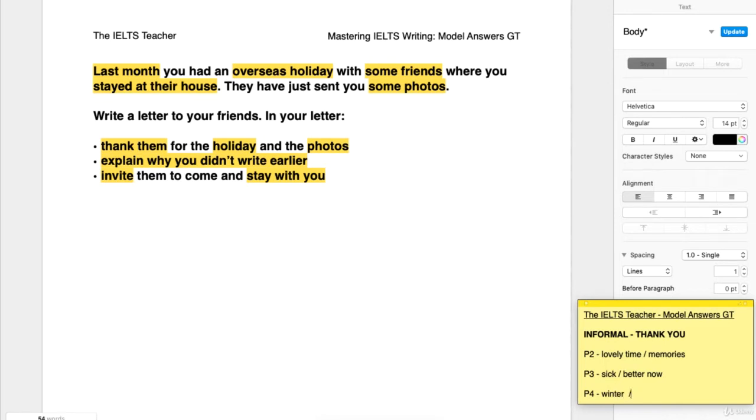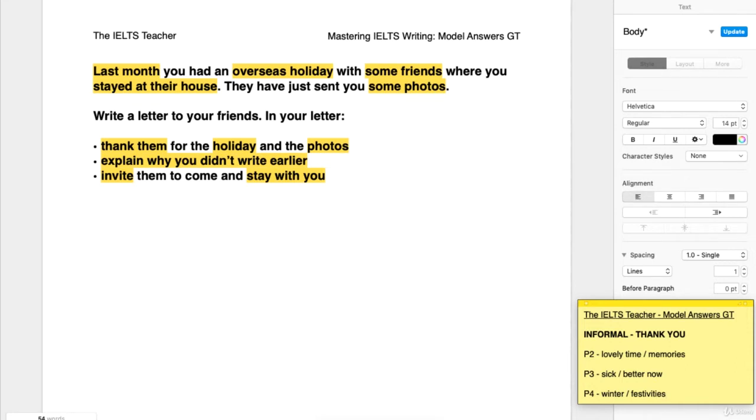Why winter? Well, at the moment I'm living in London, and I happen to know that in winter, despite the weather, it can be a very nice time to visit London because of all of the Christmas decorations and the festivities. So let's just add that there. So a reason. Each of these points can become a sentence in itself, or at least a long clause. So let's leave that there.